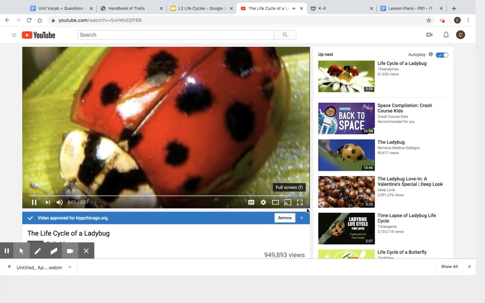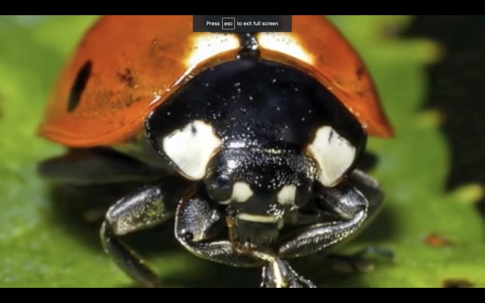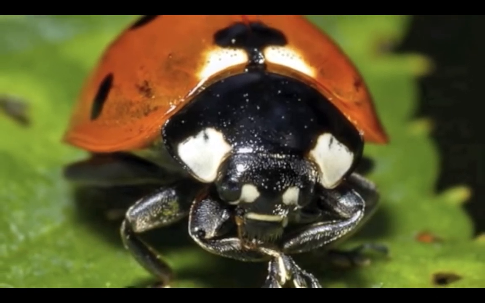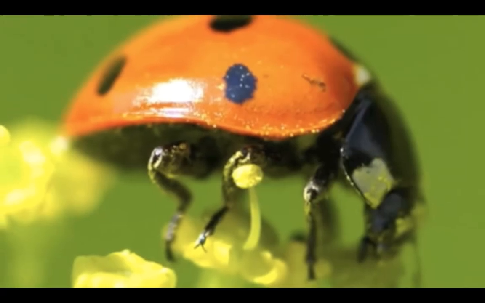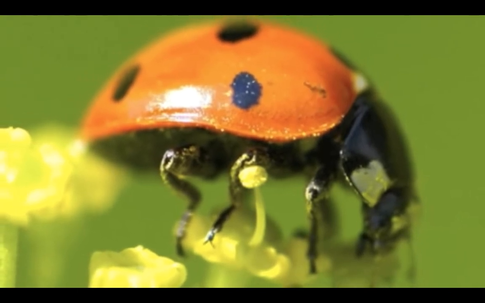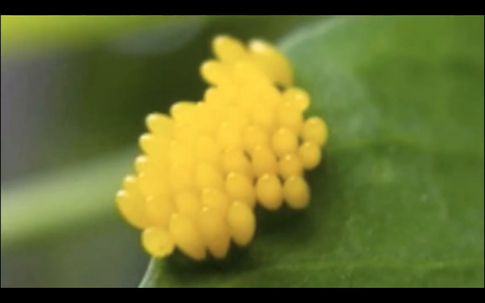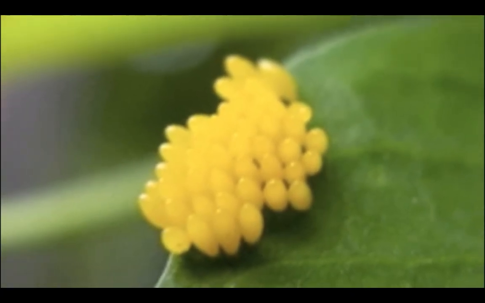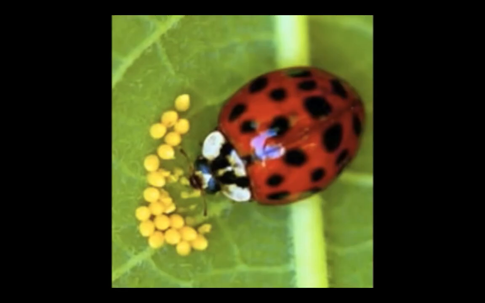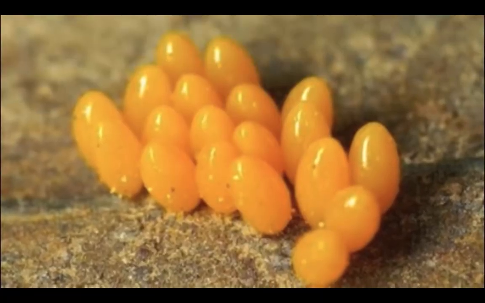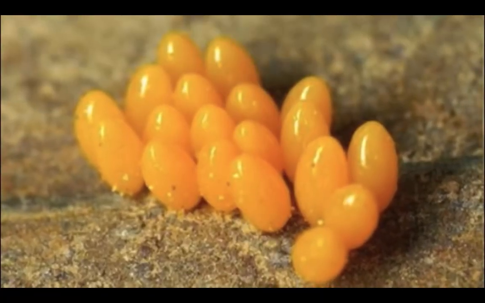Let's talk about ladybugs. There are 5,000 different species of ladybugs in the world. The species that you may be familiar with is called the seven-spotted ladybug. It has a shiny red and black body with 7 spots on its wings. At the beginning of their life cycle, ladybugs start out as eggs. Adult ladybugs lay eggs in clusters or rows on the underside of leaves. These eggs are called larvae. They hatch in merely a few days.